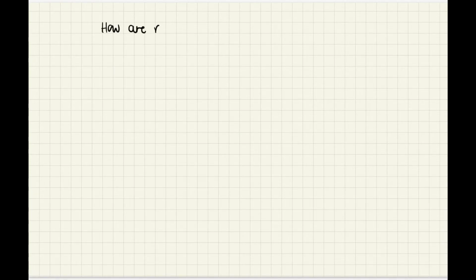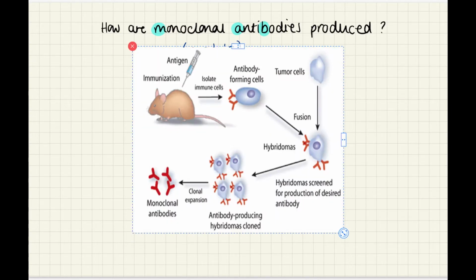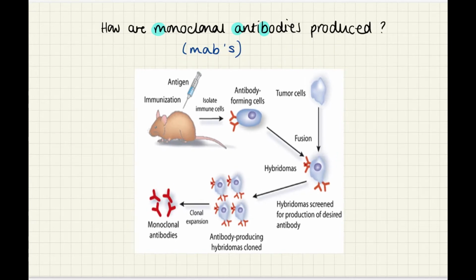Now we know what monoclonal antibodies are, we need to know how they're produced. And as I'm writing this out now, I've just noticed that it's actually really long to write, and you can simplify monoclonal antibodies to MABs, so the M, the A and the B for monoclonal antibodies. Just have a look at this diagram for a second, pause the video and try and understand it for yourself, then I'll break it down into steps.